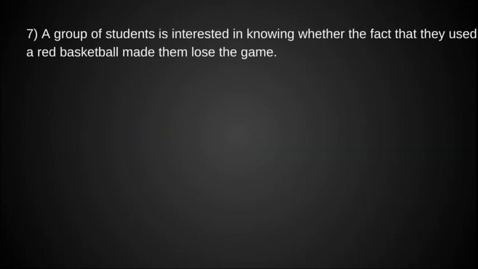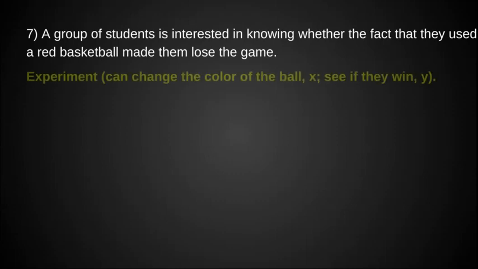A group of students is interested in knowing whether the fact that they used a red basketball made them lose the game. Okay, so if something's making something happen, then it's implying cause and effect. So this is an experiment, and another way to think about this is that you can change the color of the ball, and then you can see if there's any different outcomes or whether the outcomes are the same.